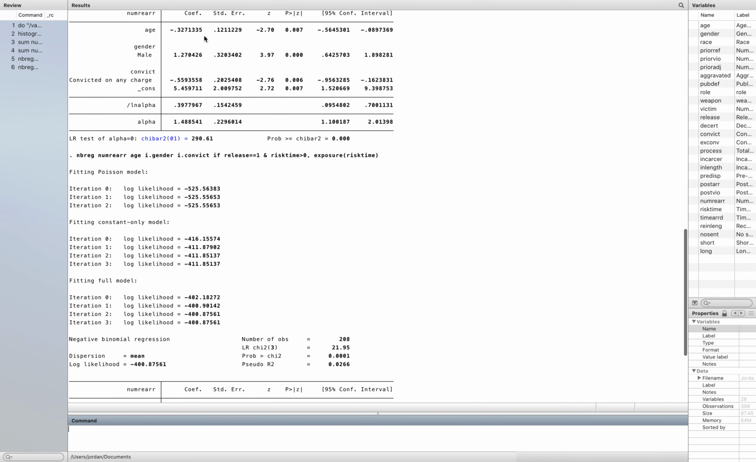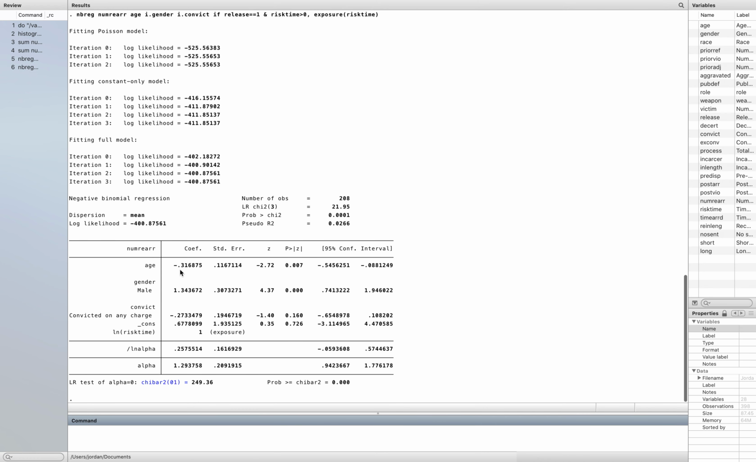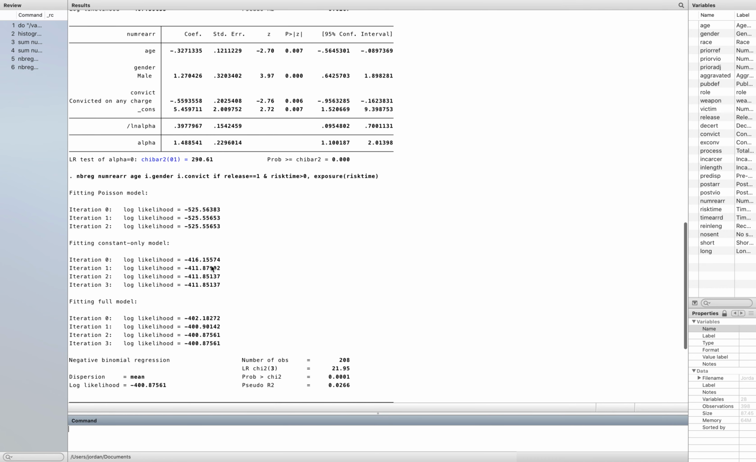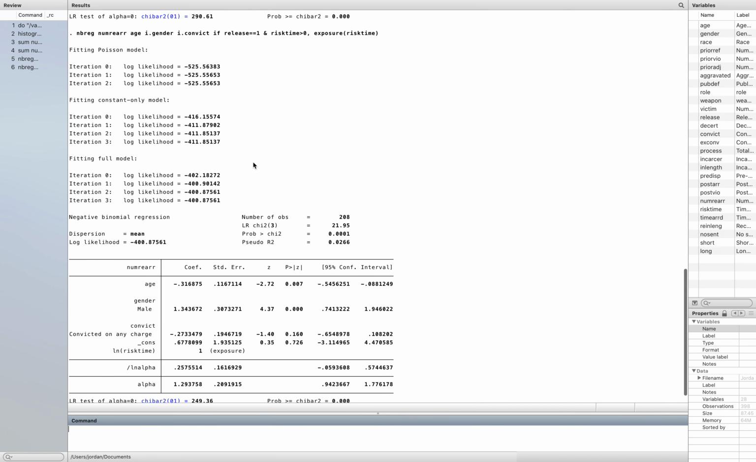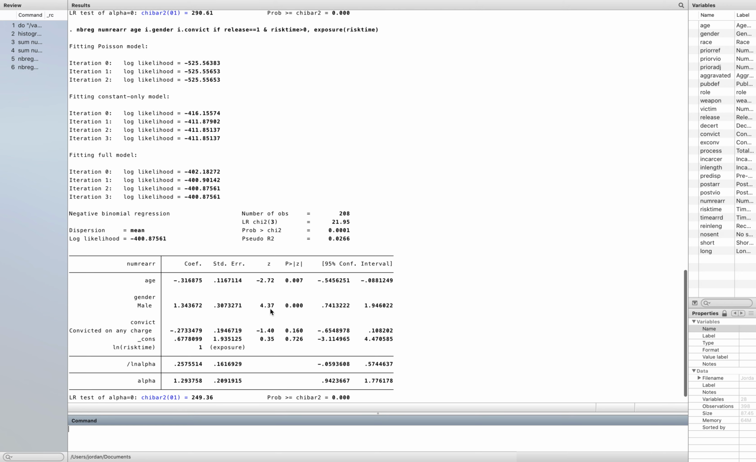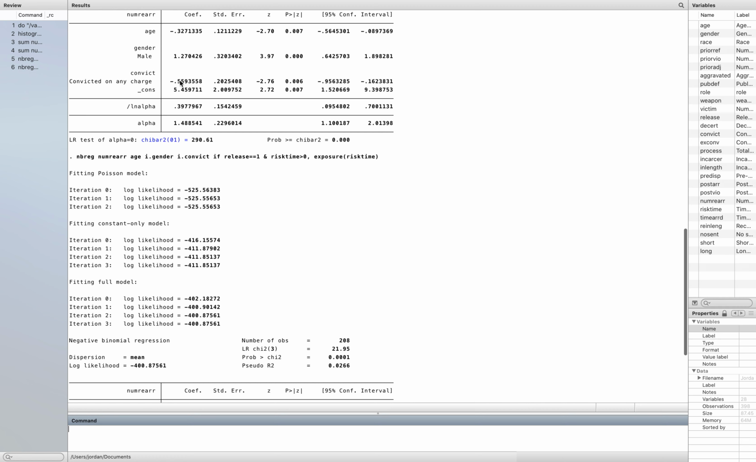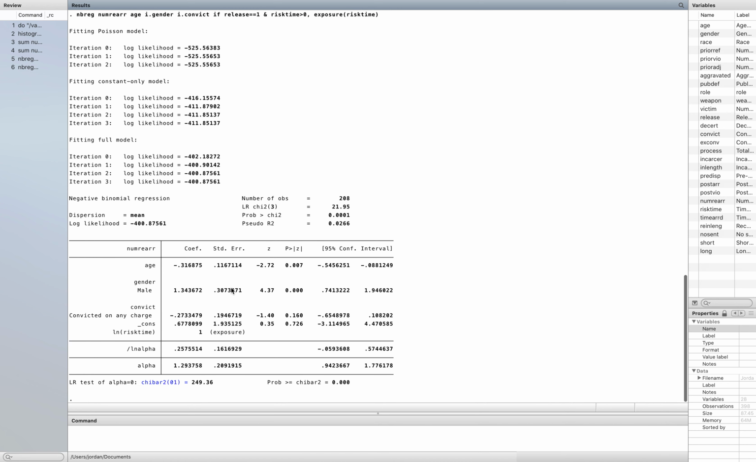You see the coefficient for age without the exposure was negative 0.327. With the exposure, negative 0.316. Almost the same. For male, 1.27 and significant. Here, 1.34 and significant. Slightly more significant, actually. But this is where it gets really important. Conviction. Without exposure, negative and significant. Very significant, actually.